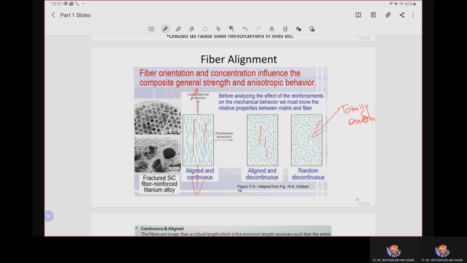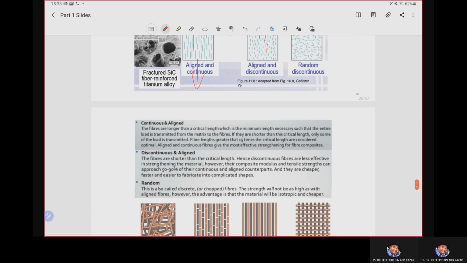Before we make any analysis on the effects of fiber reinforcement on the mechanical behavior of composite, we must know beforehand the relative properties of both constituent phases, the matrix and fibers. At least we need to know the strength of the fibers that we use, the strength of the matrix that we use, and the volume fraction between the fibers and the matrix. Only then can we predict the properties by performing the calculation.